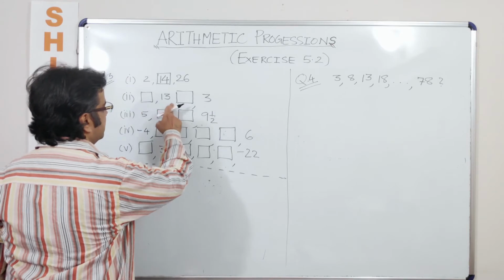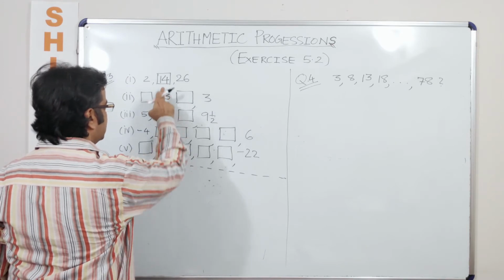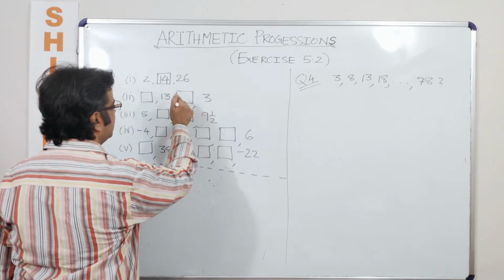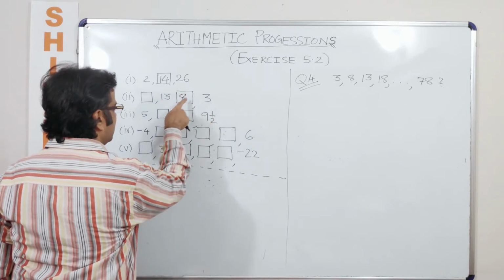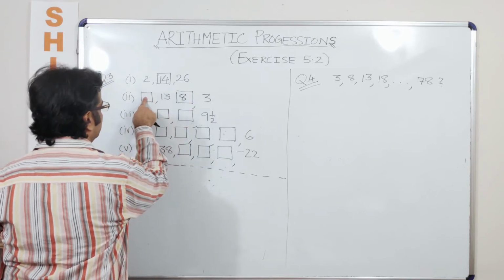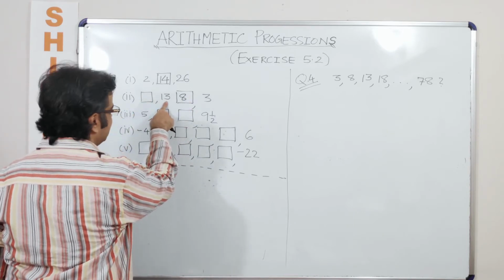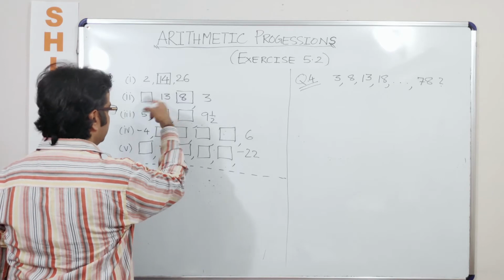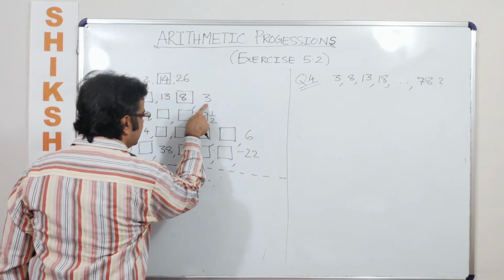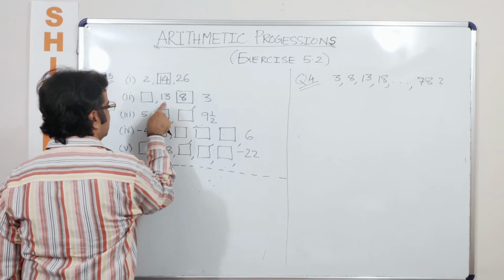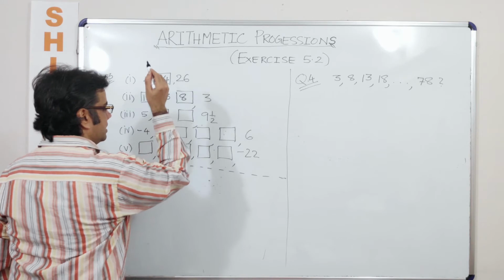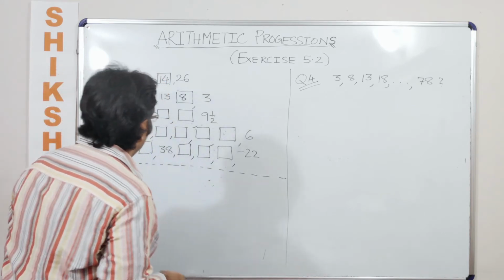Similarly, using the same concept, 13 plus 3 is how much? 16. 16 divided by 2 is 8. Now this box plus this box divided by 2 should give me 13. Either I do it like that or I find out the common difference. So if I see it from this side, 3 plus 5 is 8, 8 plus 5 is 13, 13 plus 5 is 18. Right?